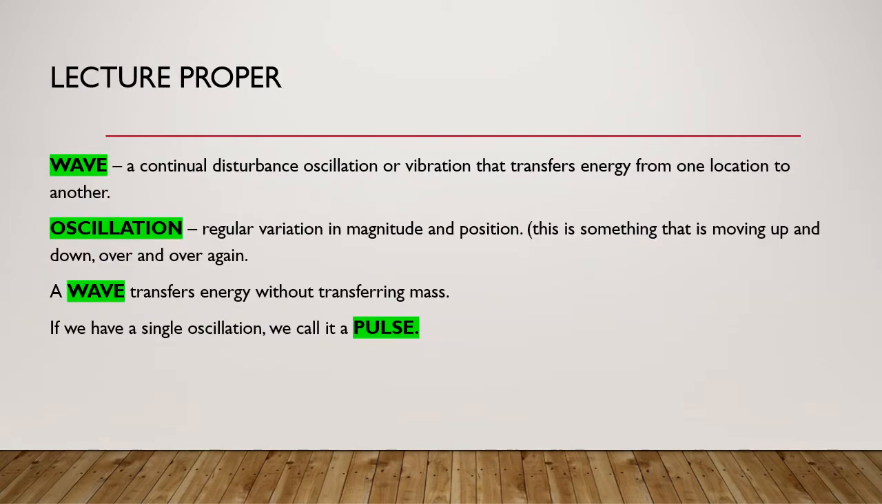Wave is a continual disturbance, oscillation, or vibration that transfers energy from one location to another. Oscillation, regular variation in magnitude and position. This is something that is moving up and down, left or right, over and over again. A wave transfers energy without transferring mass. If we have a single oscillation, we call it a pulse.